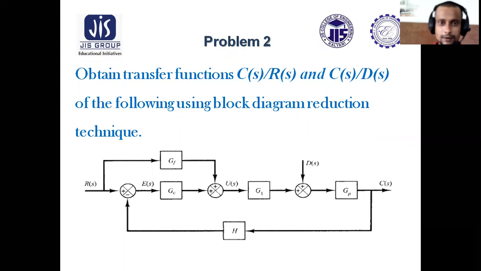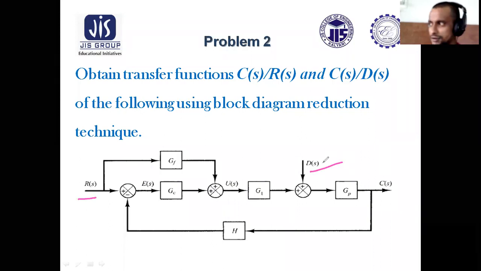In this problem, one new thing appears here. There is not only one input. In all the problems which we already discussed in previous class and today's class, till now all those problems are associated with one input. But if you have a multi-input system, like RS is one input and DS is another input. DS is normally termed as disturbance input. So if you have two inputs, then how to get transfer function of the overall system for those two inputs?